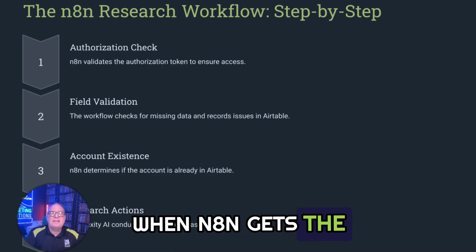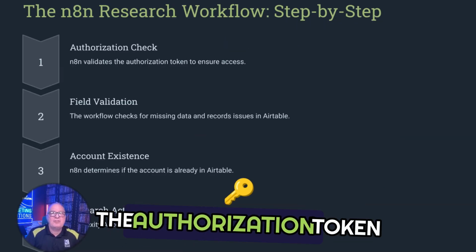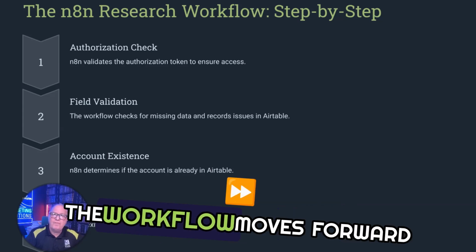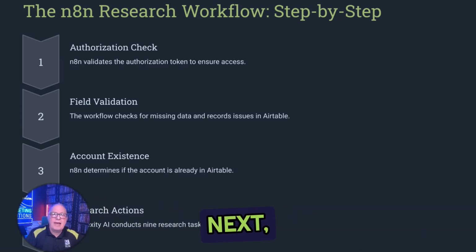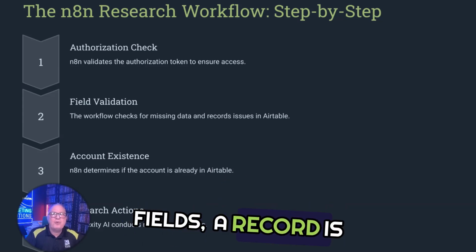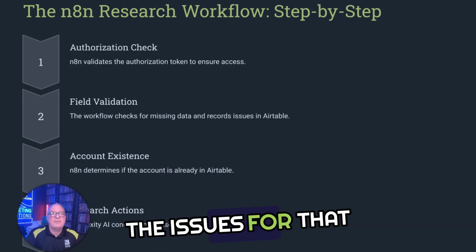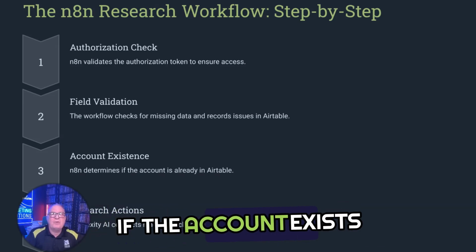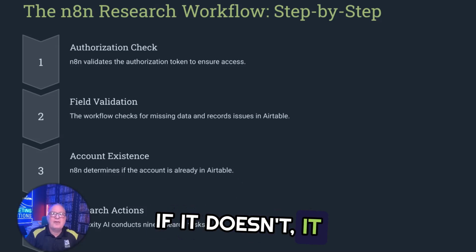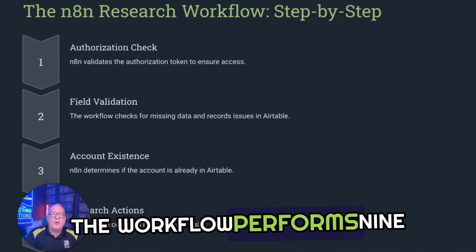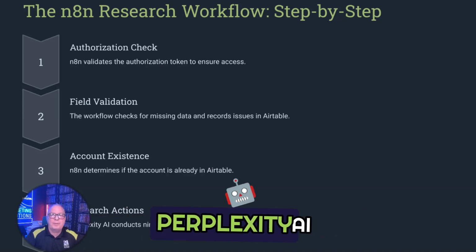When n8n gets the data, it first checks the authorization token to ensure it's valid. If the token is valid, the workflow moves forward. Next, it checks for any missing fields. If there are missing fields, a record is created in Airtable identifying the issues for that account. The workflow then determines if the account exists in Airtable. If it doesn't, it creates a record indicating the account is not found. If everything checks out, the workflow performs 9 different research actions using Perplexity AI.